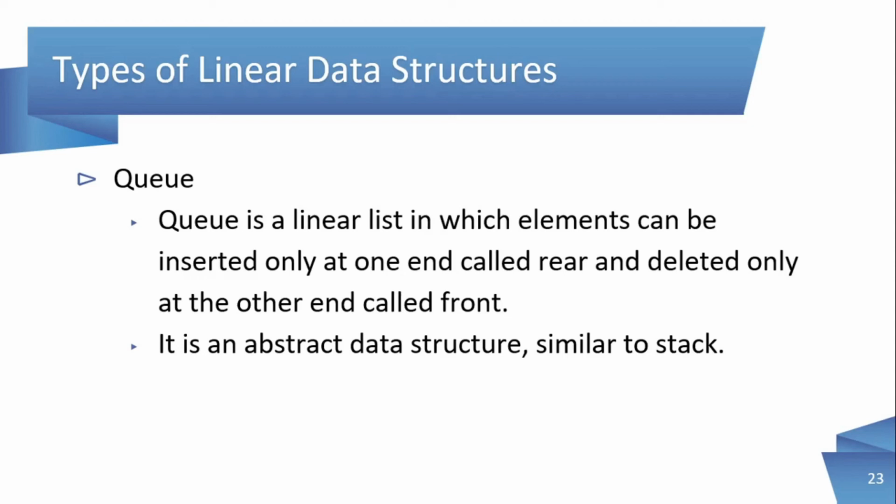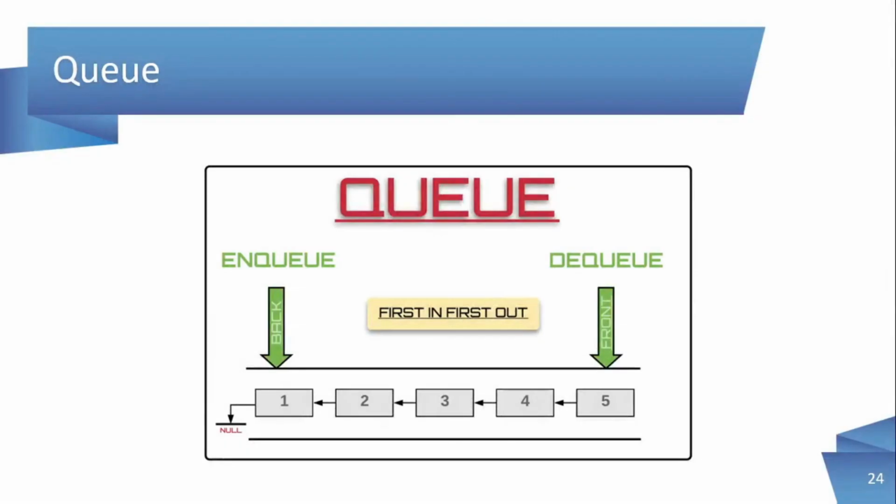There are two terms used in the queue, front end and rear end. The insertion operation performed at the back end is known as enqueue, and the deletion operation performed at the front end is known as dequeue. A queue is open at both ends, therefore it follows the first in first out methodology for storing the data items.